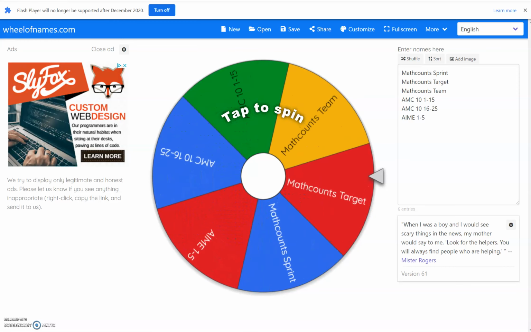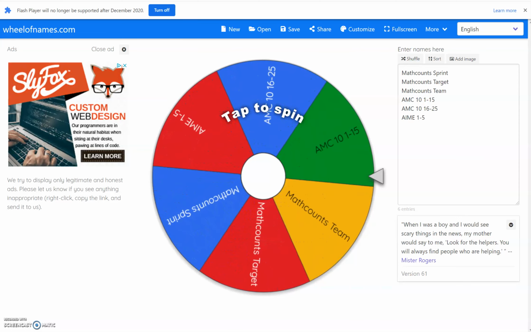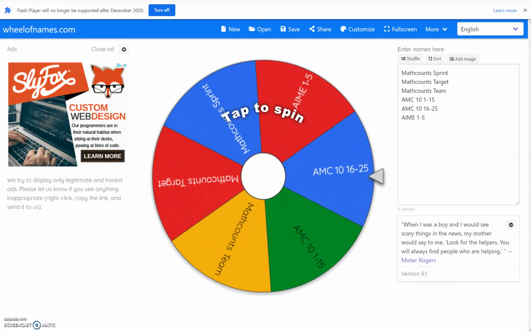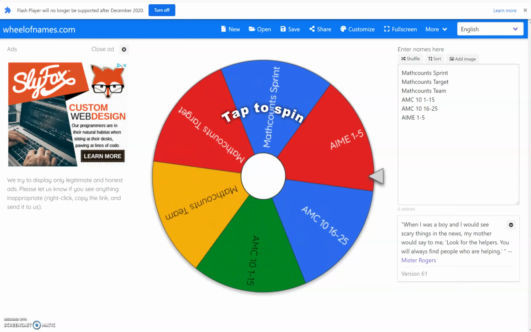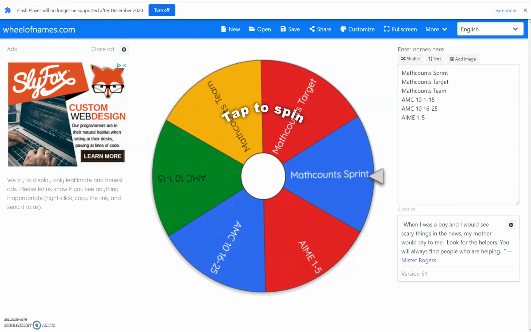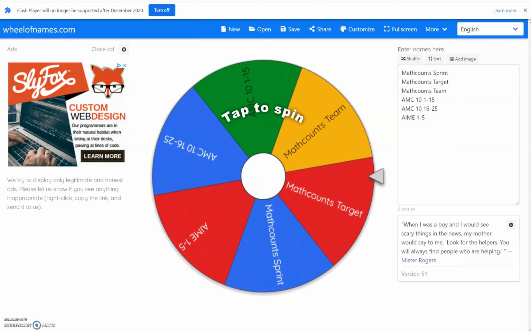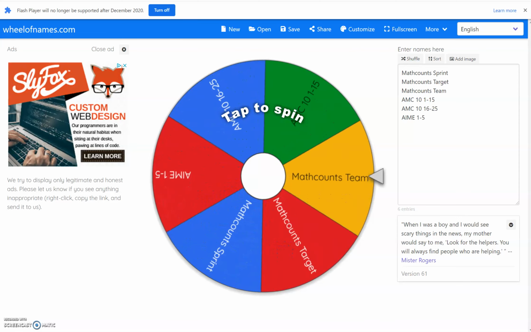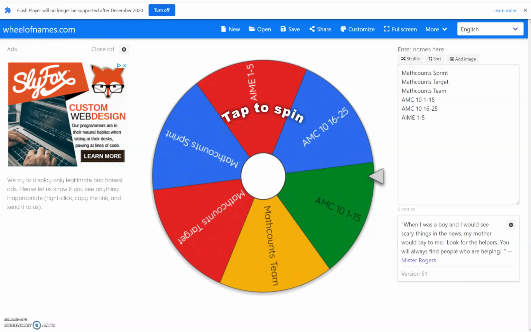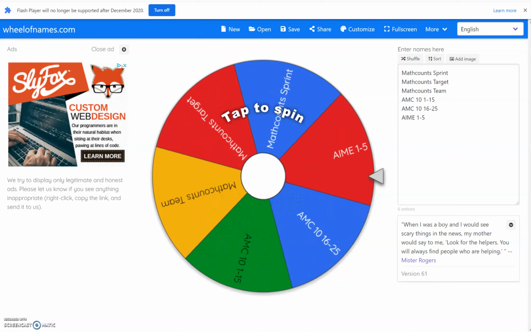In front of me, I have a mystery wheel, and on this mystery wheel, we have 6 categories. The categories are Math Counts Sprint, Math Counts Target, Math Counts Team, AMC 10 1 to 15, AMC 10 16 to 25, and AMC 12 1 to 5. Each of these categories is a set of problems, and when I spin the mystery wheel, it'll land on one of these categories, and I'll have to do a problem from the category that it lands on. Ready? Let's do this.